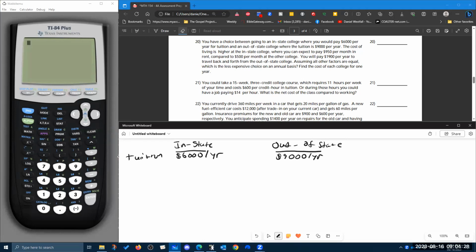Cost of living is higher for the in-state college. Wherever that is, you pay $950 a month. So we're going to change $950 a month to an annual expense. It's going to be housing, we're going to call this. It's going to be $11,400 a year, and $500 a month if you live at the out-of-state school where housing costs are cheaper. That's only $6,000 a year.